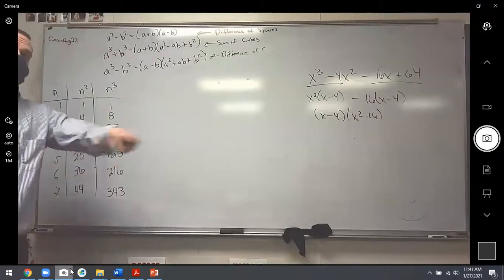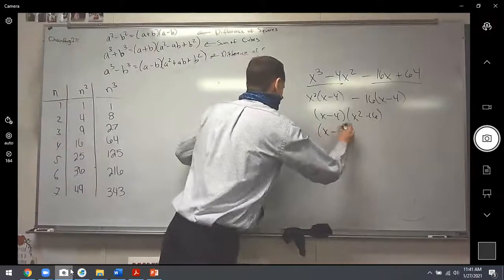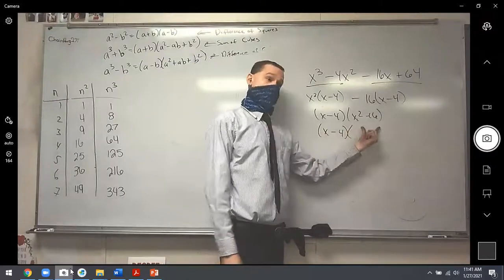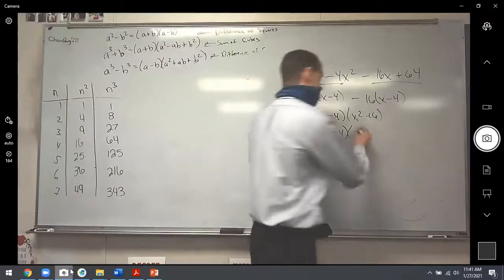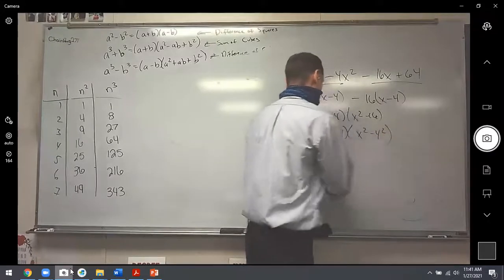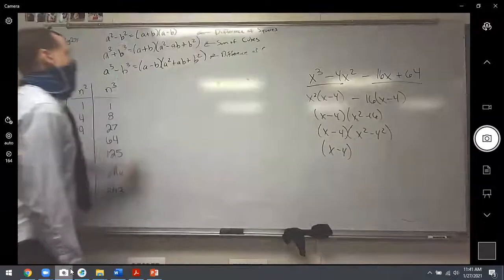Yep. In fact, let's practice that, because this one can go a little farther. I almost thought about doing that, but then I thought, I'll just skip it. Is this a difference of squares? Is 16 something squared? Heck yeah, it is. It's 4 squared, right?